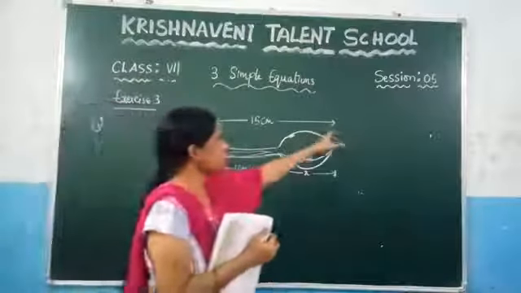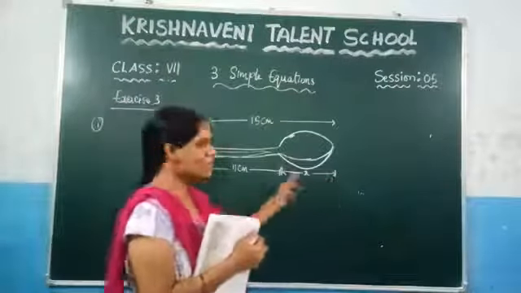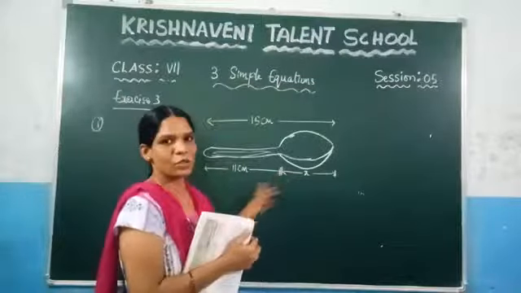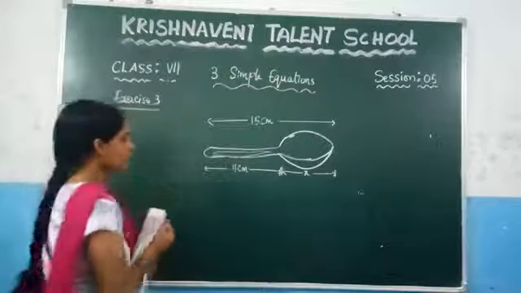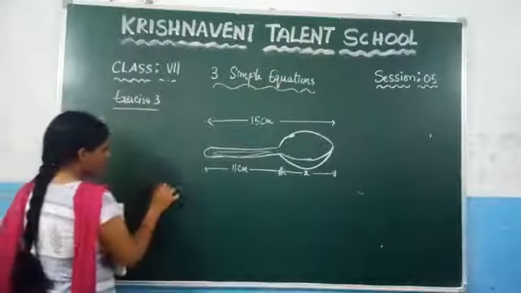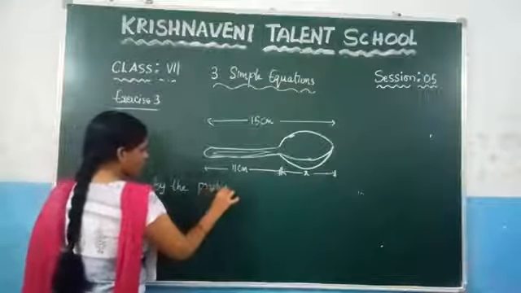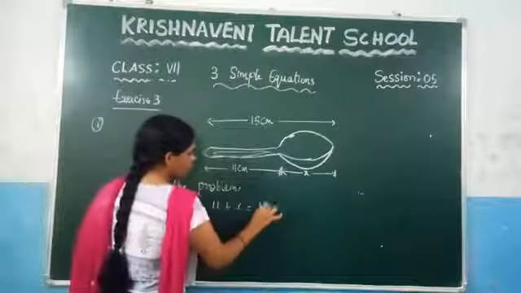Here this total length is given as 15, and here they have given the total length as 11 plus x. If you add these lengths you will get the total length. So according to the question, you know that these two lengths are equal. So you can write by the problem: 11 plus x is equal to 15.